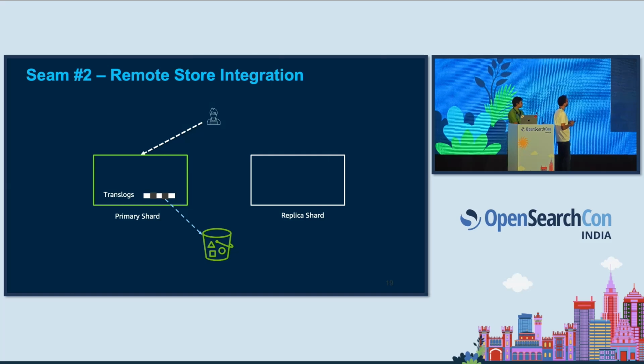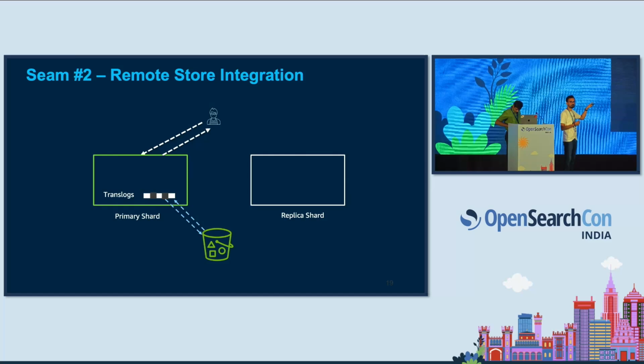So now with remote store integration, this is how the flow works. For the write request, it comes to primary, which writes to its own translog. But now, when the translog write is successful, primary uploads that translog to the blob store or the remote store. Once the remote store says that this is successful, then it gives the response back to the user saying that my request is successful. And this is how the request flow will work now, right?